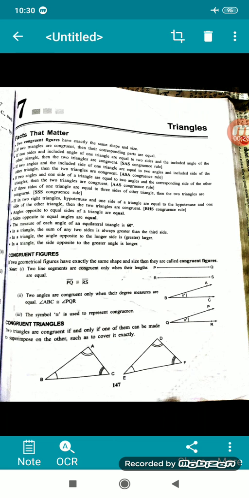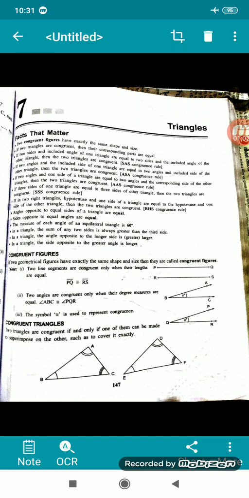Let us start with the points. Two congruent figures have exactly the same shape and size. If two triangles are congruent, then their corresponding parts are equal. If two sides and included angle of one triangle are equal to two sides and the included angle of the other triangle, then the two triangles are congruent. SAS, side angle side. Next, if two angles and the included side of one triangle are equal to two angles and the included side of other triangle, then the two triangles are congruent.